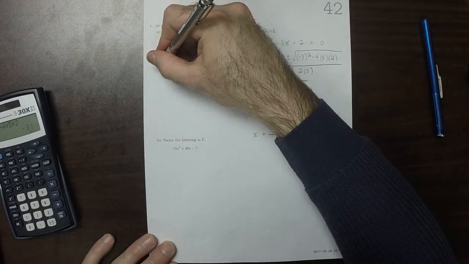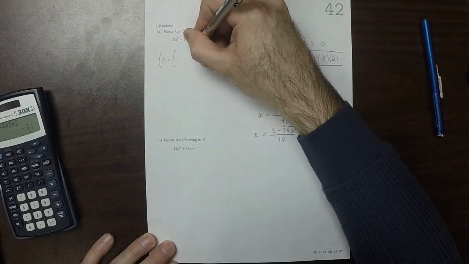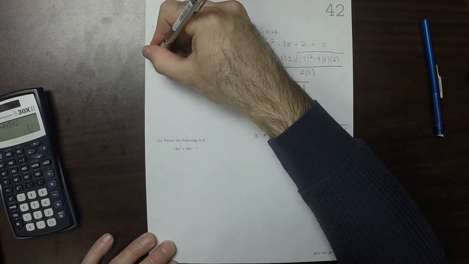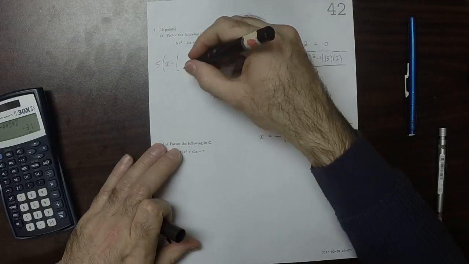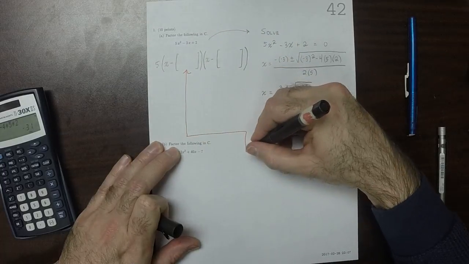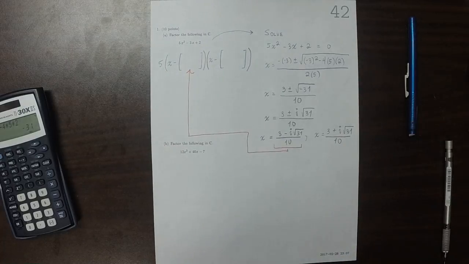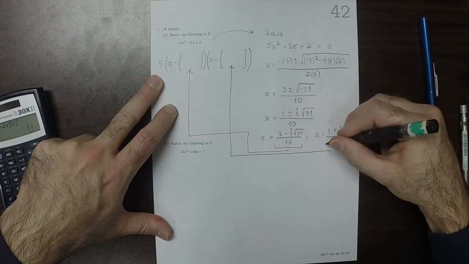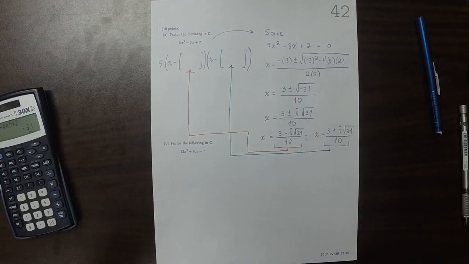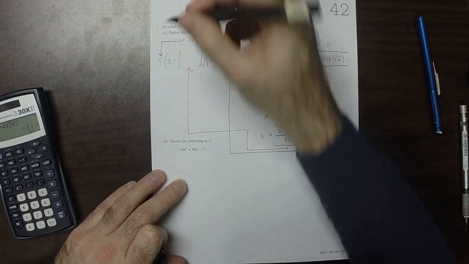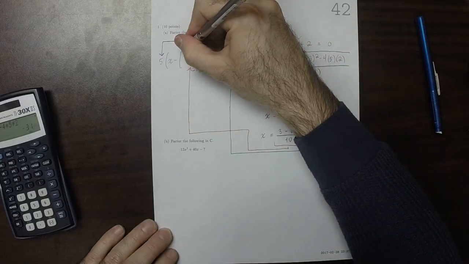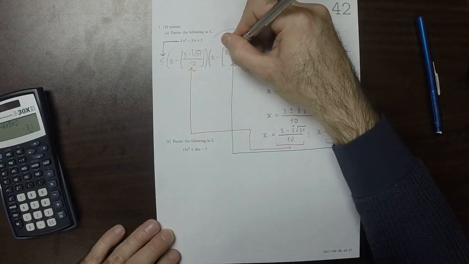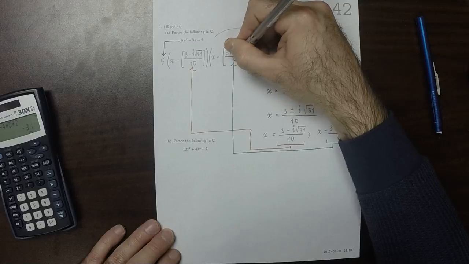And this polynomial therefore factors in the following way. It is x minus one solution multiplied by x minus the other solution, and the leading coefficient goes in front, which is to say that one goes there, and that one goes there. So, 3 minus i square root 31 over 10, 3 plus i square root 31 over 10.